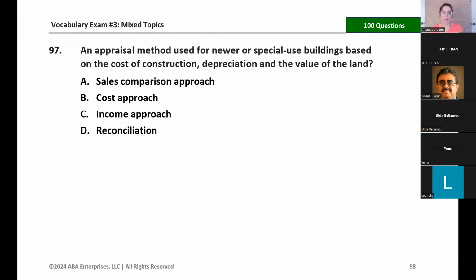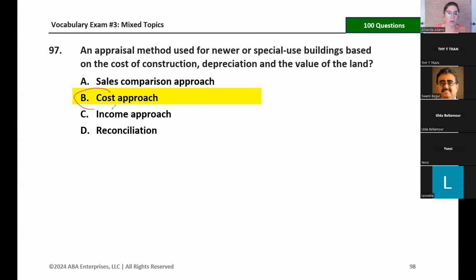97. What is an appraisal method used for newer or special use buildings based on the cost of construction, depreciation, and the value of the land? Guys, that's called the cost approach. Remember, there are 3 approaches to value.